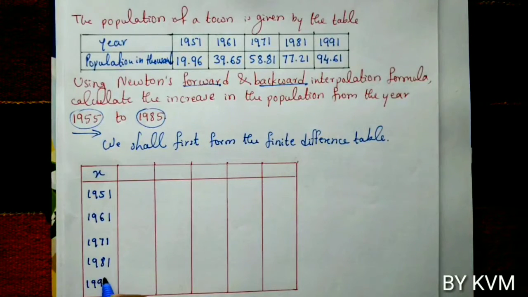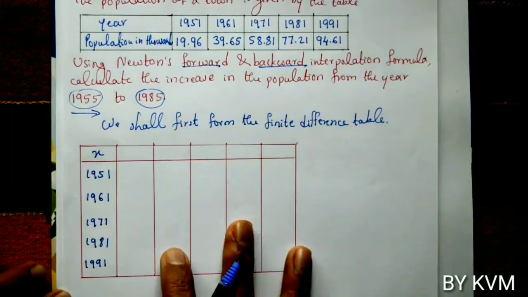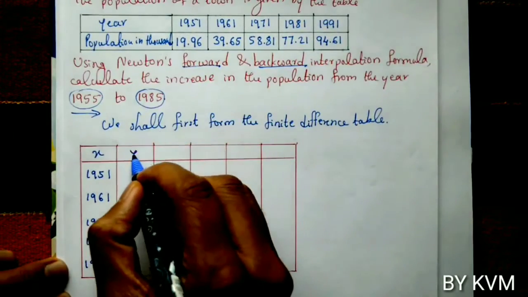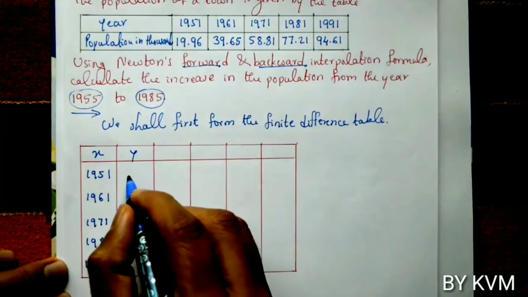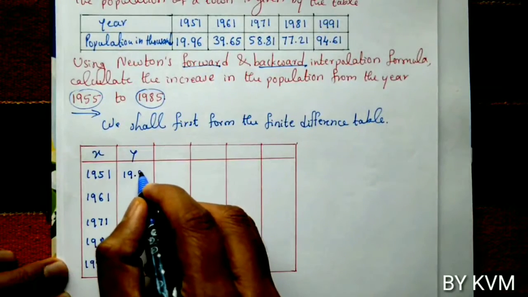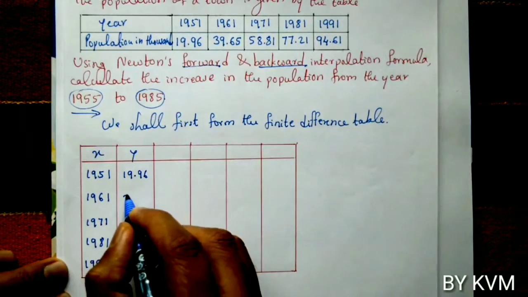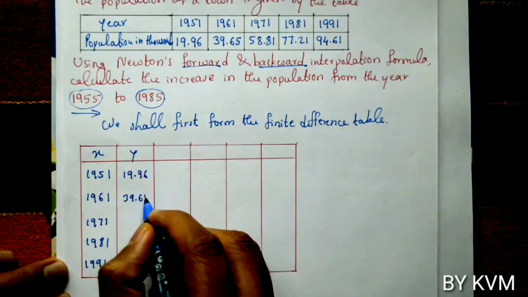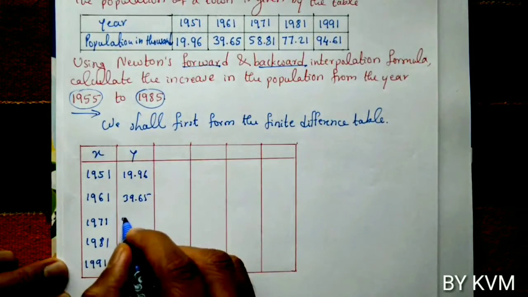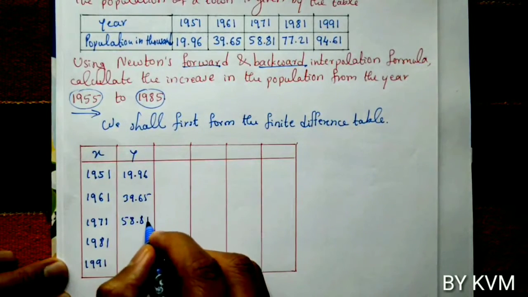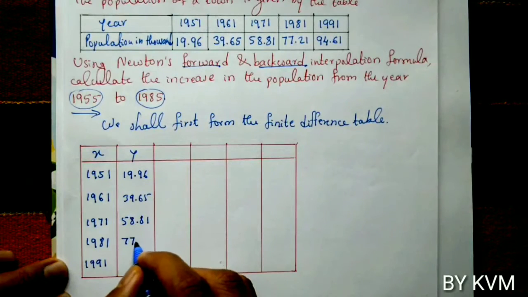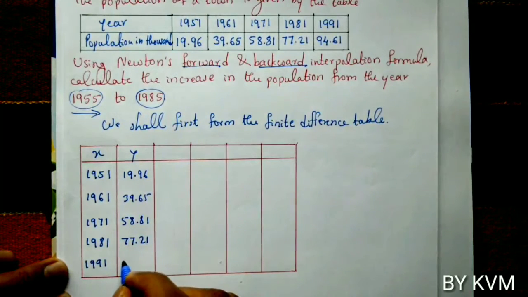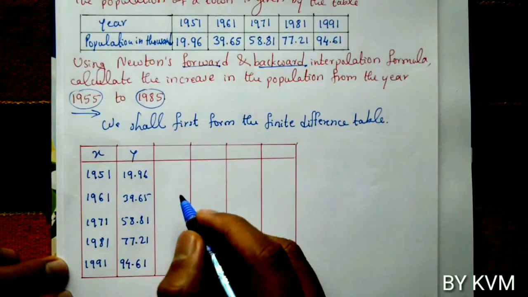Now construct the finite difference table. Write down the x values: 1951, 1961, 1971, 1981, 1991, and now write down the corresponding y values. x is the year and y is population in thousands. So y is 19.96, 39.65, 58.81, 77.21, 94.61.